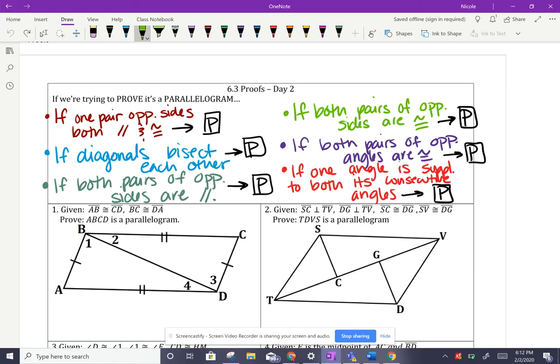So are both sides parallel? No. Are both sides congruent? Yes. Are both pairs of opposite angles congruent? We didn't talk about angles at all. There are angles there, but we didn't talk about them. And we didn't talk anything about supplementary. So if both pairs of opposite sides are congruent, then it's a parallelogram.